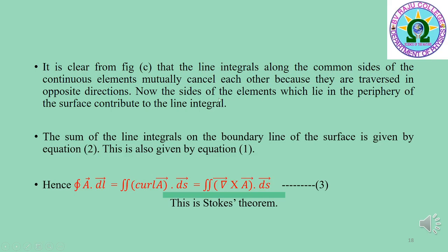Now, the sides of the elements which lie in the periphery, that is the boundary of the surface, contribute to the line integral. The sum of the line integrals on the boundary line is given by equation 2. This is also given by equation 1. Hence, the line integral of A bar dot dl bar is equal to the surface integral of curl A bar dot ds bar, that is equal to the double integral of del bar cross A bar dot ds bar. This is Stokes theorem.